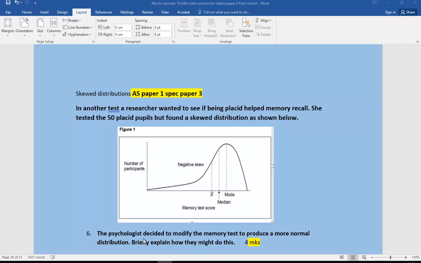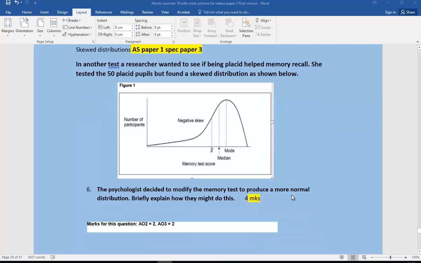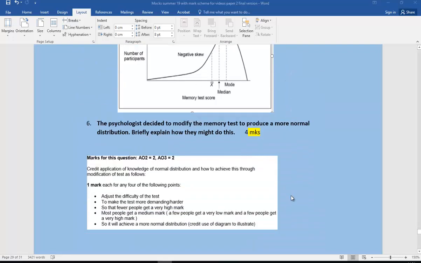Okay, so going back to this particular question, they decided to modify it to produce a more normal distribution. Obviously, if everyone's scored very highly, it means the test is too easy. They need to make the test harder. So let's have a look at what they've got in the mark scheme.